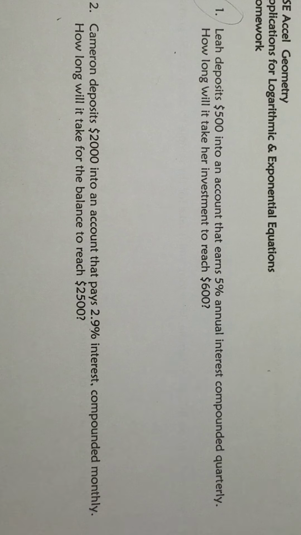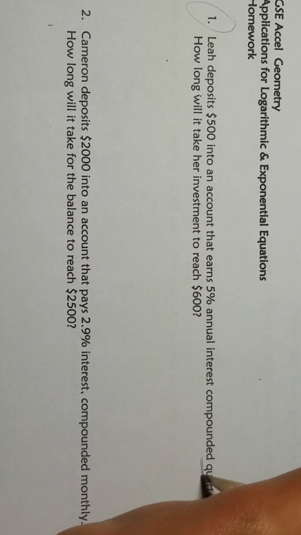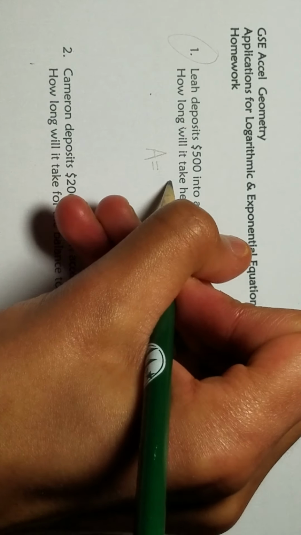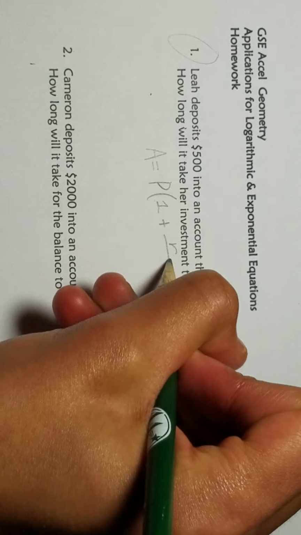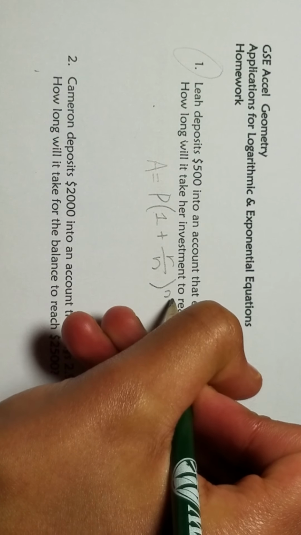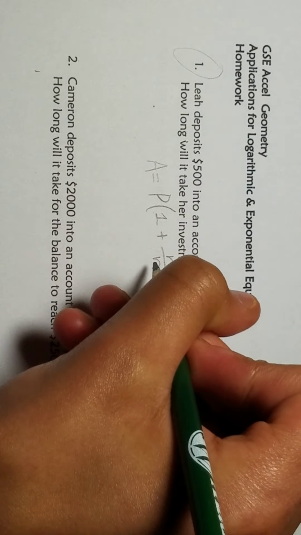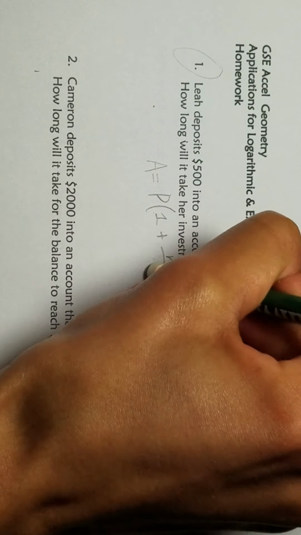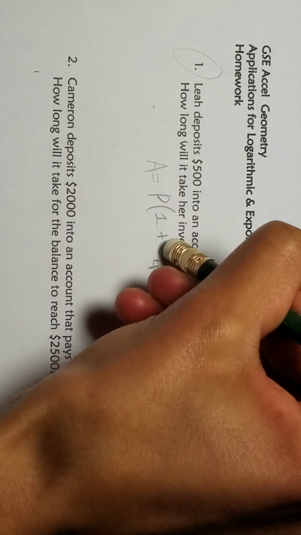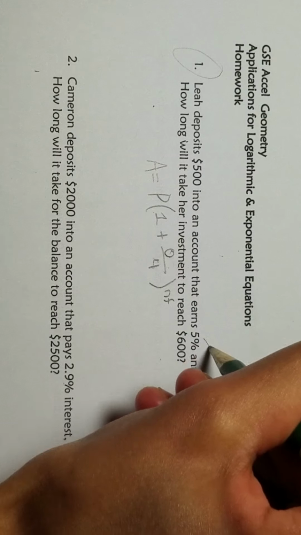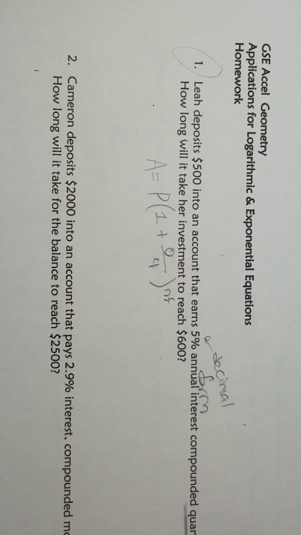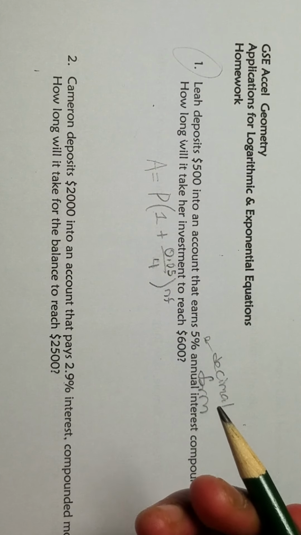So for this one, annual interest compounded quarterly, we're going to use our long formula: A equals P, principal, times 1 plus rate over n, where n is how many times it's compounded. Compounded quarterly we know is 4, so we put a 4 over here. Then the 5% annual interest has to be in decimal form, so put 0.05, moving the decimal over 2 spaces.